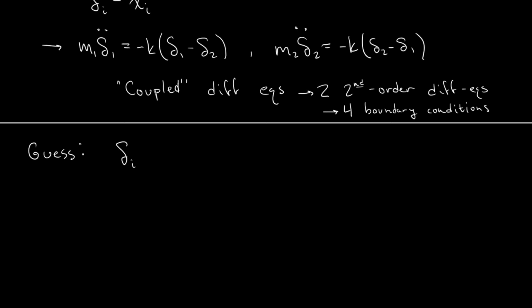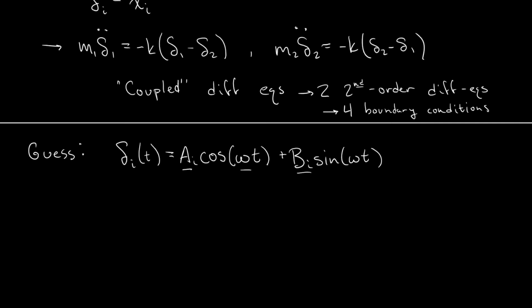So we'll just guess some delta i of t, which is a_i cosine omega t plus b_i sine omega t. Right, so we have 4 boundary conditions. We have 5 unknowns, right? We have a1, a2, b1, b2, and then omega. But we'll see that we can end up fixing a lot of these just by looking at our equations of motion.